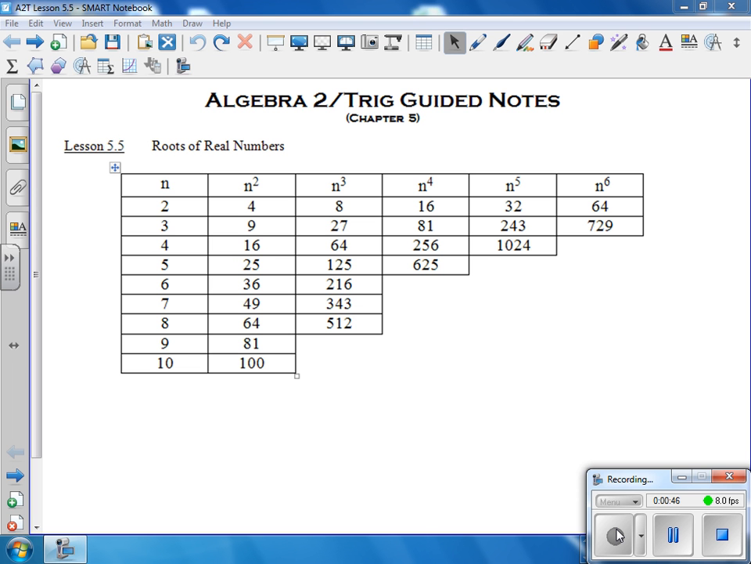Okay, so if you look at this first column, it's the values of n. So I've got n from 2 through 10. We don't start with 1 because 1 to any power is 1. That doesn't help us to simplify radicals.